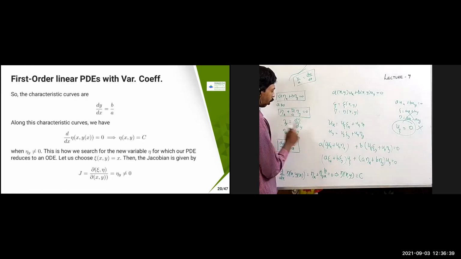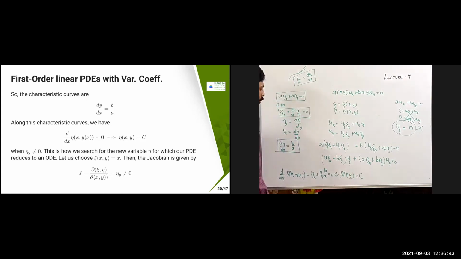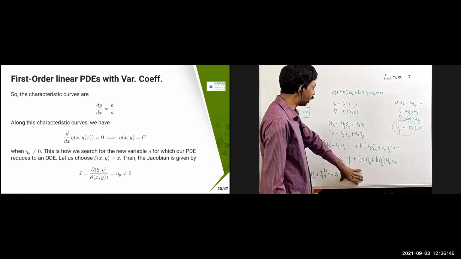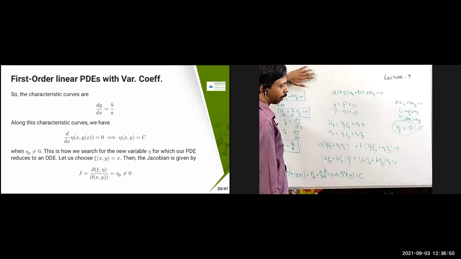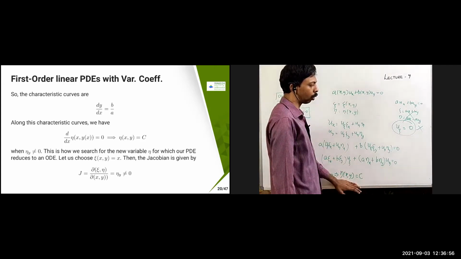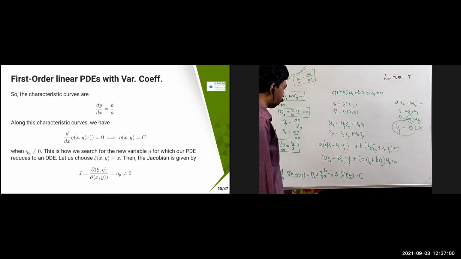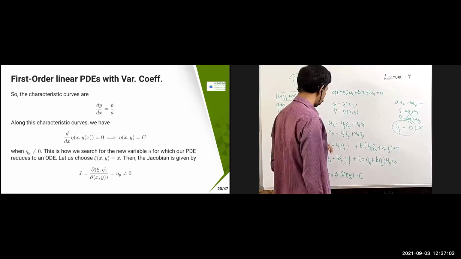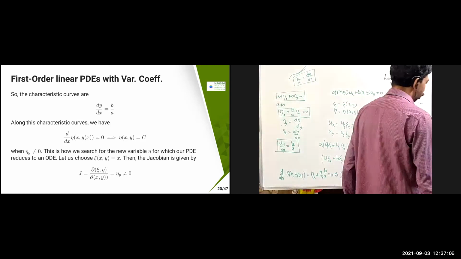So this is 0, which means I'm going to have only eta of x comma y equal to c. So eta of x comma y equal to c only for this kind of characteristic curve. When the characteristic curves are satisfying this condition, dy by dx equal to b by a, then eta of x comma y equal to c is going to come. Okay, so this is true when eta y is not equal to 0. Eta y should be not equal to 0.